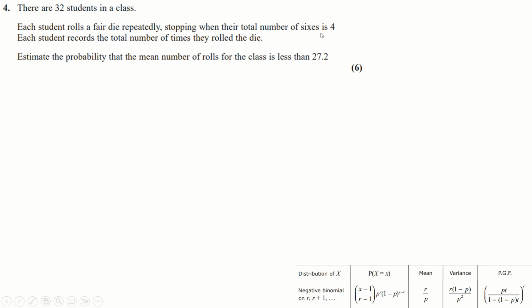and stopping when the total number of sixes gets to a 4. Now, we should recognize this kind of thing as a negative binomial. I've already put all the information about negative binomials from the formula book down here. You don't need to memorize any of this. It's in a little table.